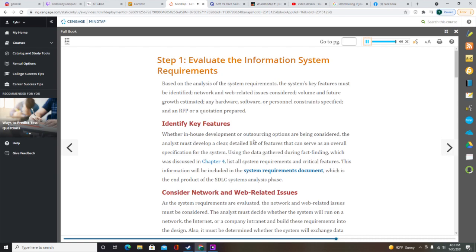RFPs and RFQs have the same objective: to obtain vendor replies that are clear, comparable, and responsive, so that a well-informed selection decision can be made.